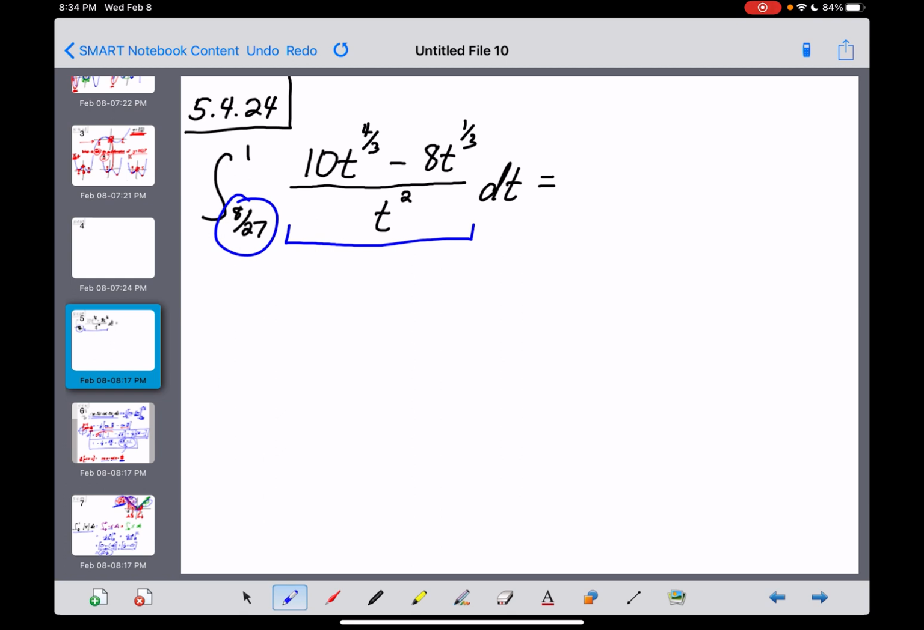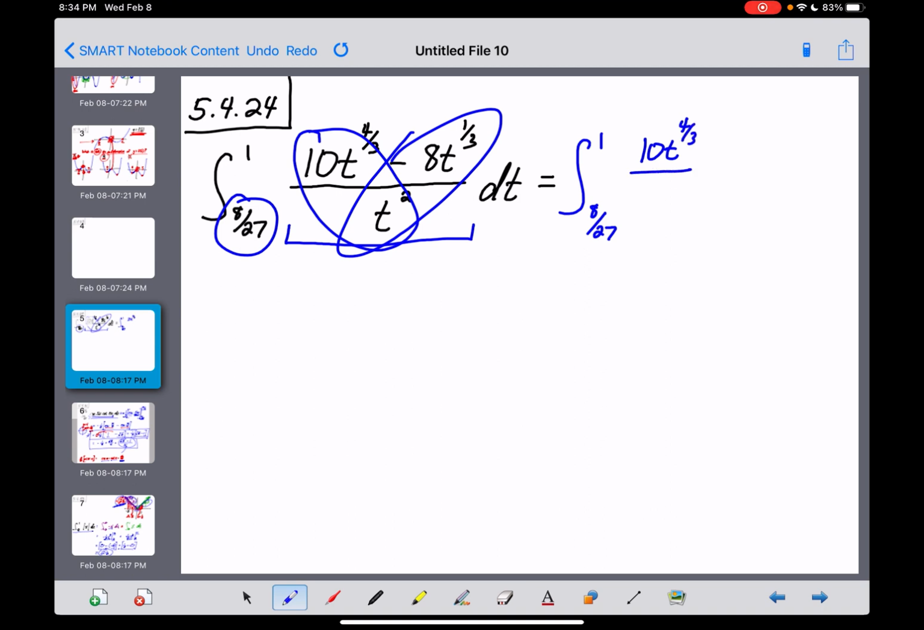We're going to split this up, guys, into the integral, and I think just one integral will still be fine, from 8/27ths to 1 of this fraction right here minus this fraction right here. So I'll go ahead and write that out so I don't lose you guys here. 10t to the 4/3 power divided by t squared. And then a minus 8t to the 1/3 all divided by t squared taken with respect to t. Now I'll slide over a little bit here for the next one.